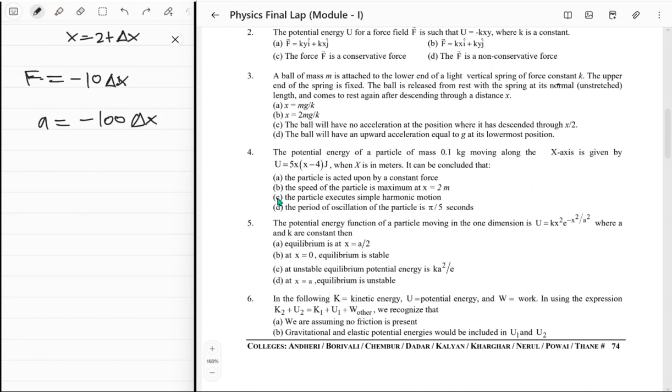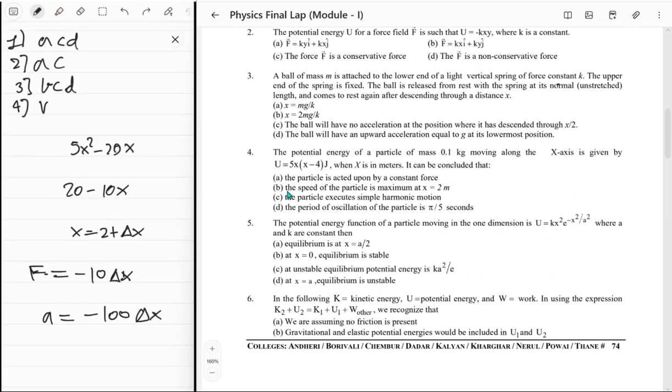So D is correct, C is correct, and B is also correct. Speed of the particle is maximum at x equal to 2. Okay, right, B, C, D. Next question.